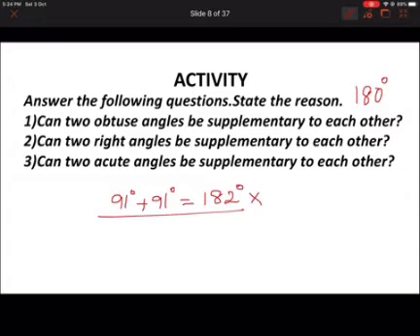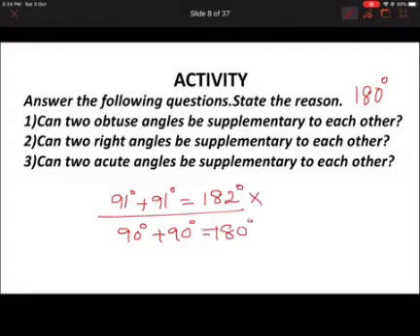Can two right angles be supplementary? Yes, definitely, because 90 degrees plus 90 degrees. This is a supplementary pair where the supplement of one is equal to the other, meaning a pair of supplementary angles which are equal to each other. So that sum adds up to 180 degrees.